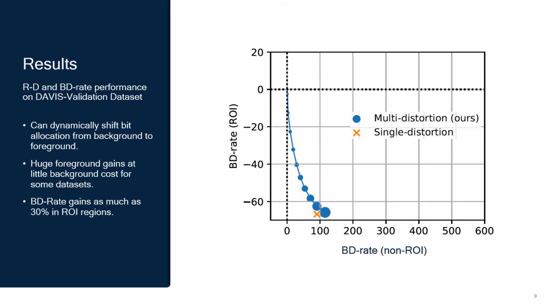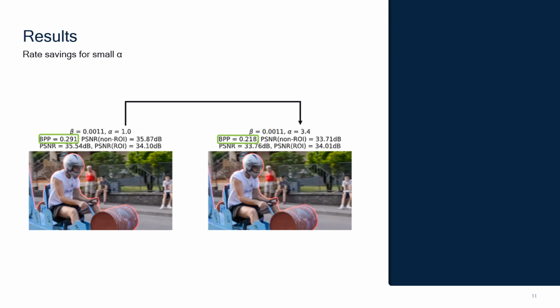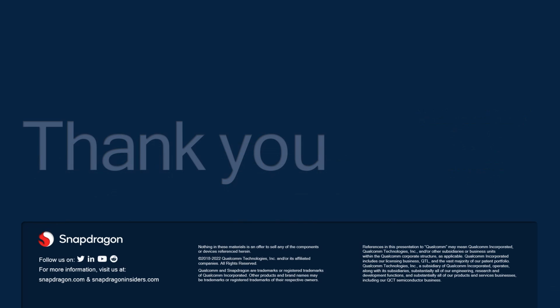We also plot BD-rate performance of ROI versus non-ROI region using a single distortion model as a baseline. We see that as we increase alpha, indicated by increased size of the blue markers, we get huge BD-rate gains in ROI region. We further confirm our results visually. Compared to the baseline SSF model, we gain better performance in ROI with a slightly blurrier background. We also observe that for smaller alpha, we save up to 25% in bitrate without significant loss in background perceptual quality. Thank you for listening.